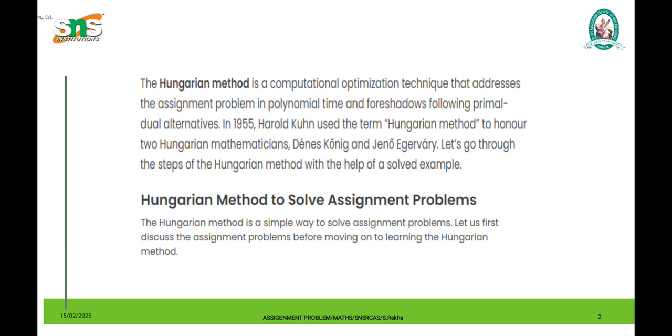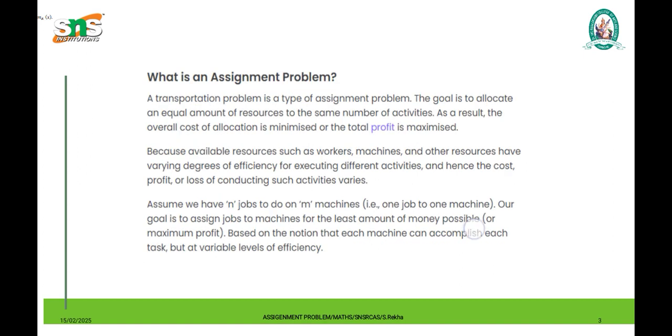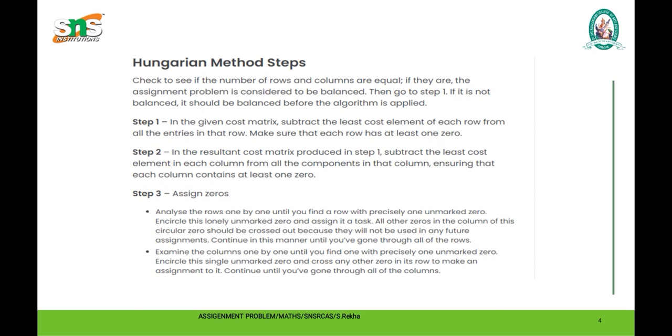So some of the steps involved to solve the Hungarian method: it is a particular case of a transportation problem, and it is a simple way to solve the assignment problem. So let us discuss the assignment problem before moving on to learning the Hungarian method. Here also, as in the previous PPT where we discussed the northwest corner method, the number of rows and number of columns should be equal. We have to check it. If it is not equal, it is unbalanced.